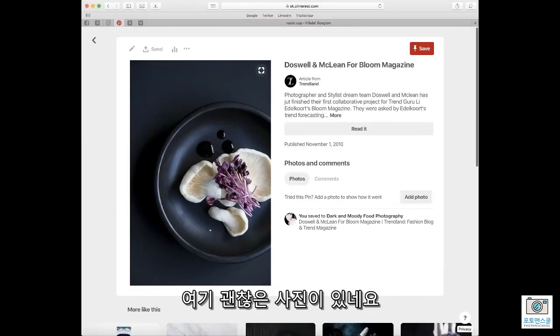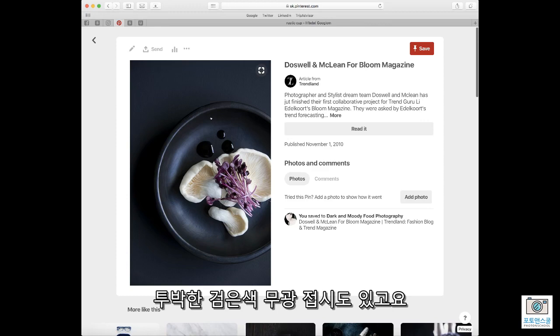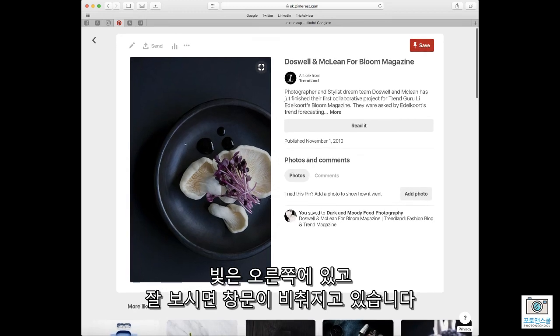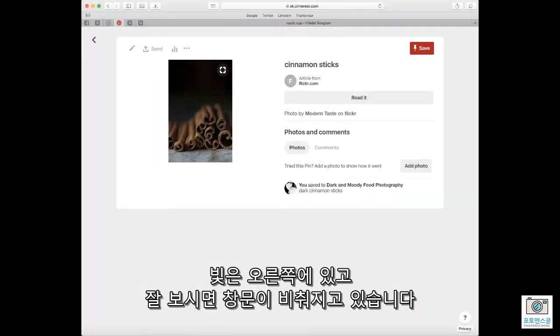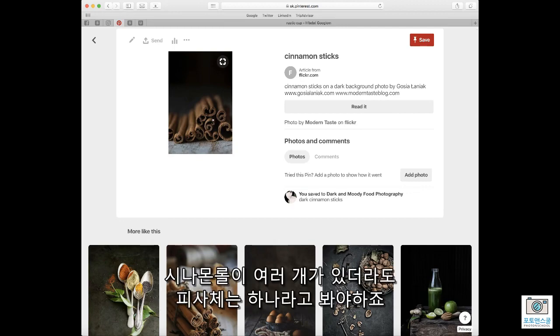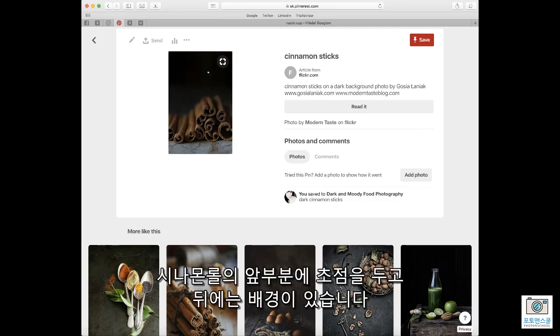Here is a nice one. I think it is black paper as the background. Here's a rustic black matte plate. The light is coming from this side. Here you can see the window itself. This is a picture where it's only one subject. Even though there are lots of cinnamon rolls, there is only one subject, and it is very interestingly composed. The focus is on the edge of these cinnamon rolls, and you can see the background.